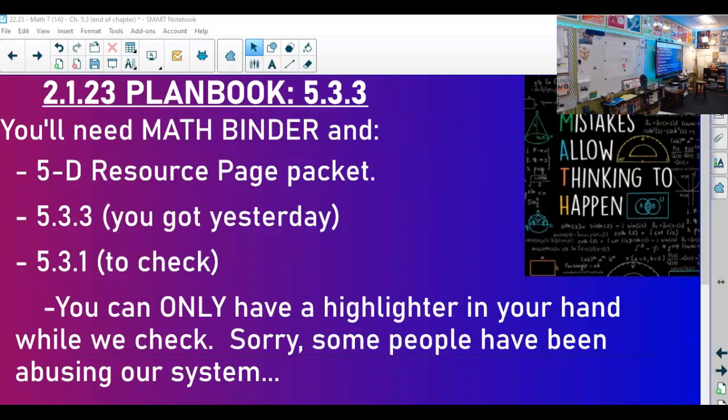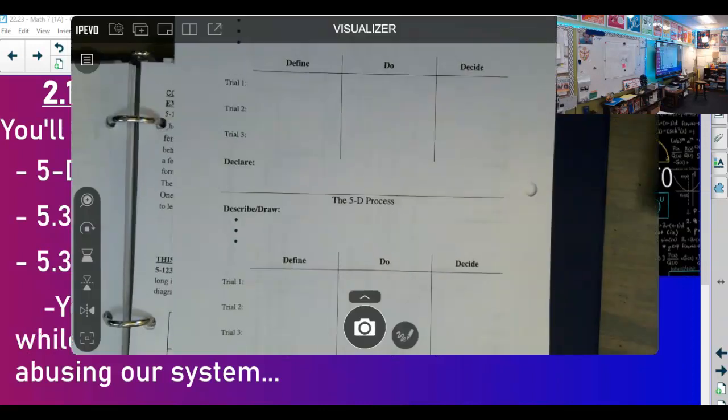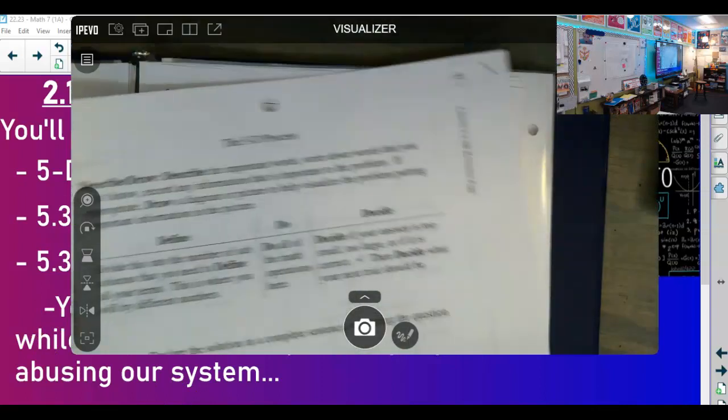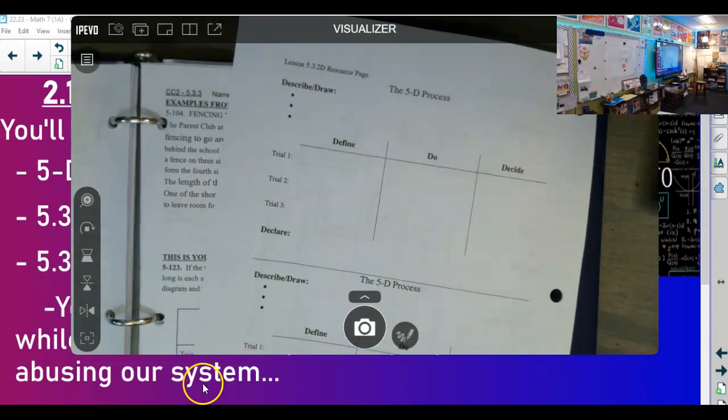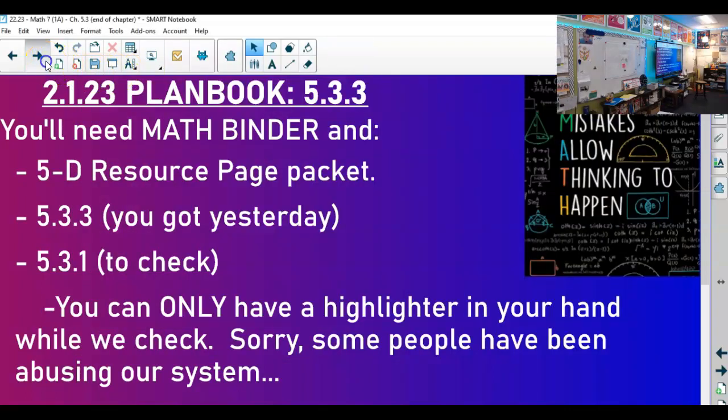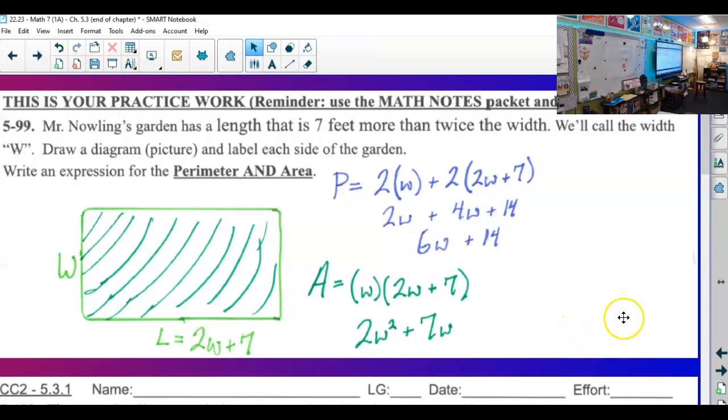We do have more 5D stuff to do. So you want that 5D packet, so you need this also in front of you. The very back of the packet from yesterday that explained what the 5D process was. You want that out. And then 531, let's check.